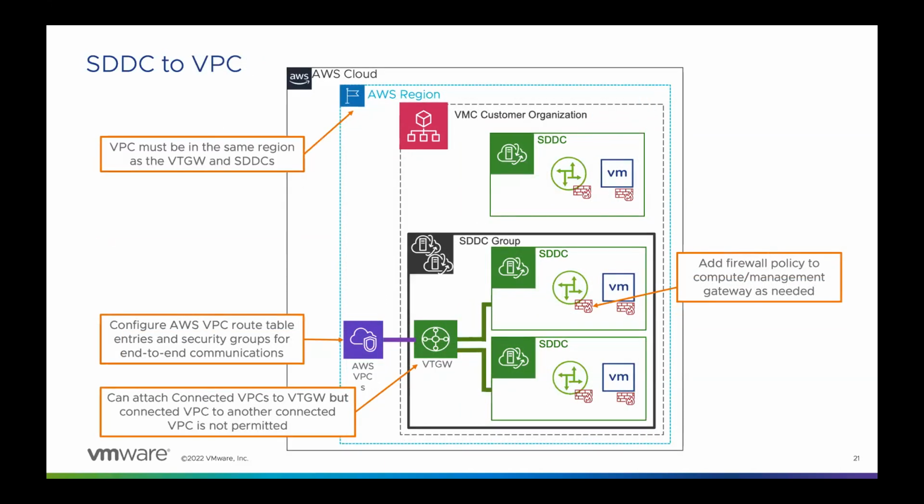Another type of communication is SDDC to VPC. So VPCs have to be within the same region as the SDDCs. So that's another thing that you can see here. Within that first diagram I showed, those VPCs were in the same region. So when you have connectivity with this Transit Connect to these VPCs, you want to make sure they're in the same region for the service to be able to work properly.